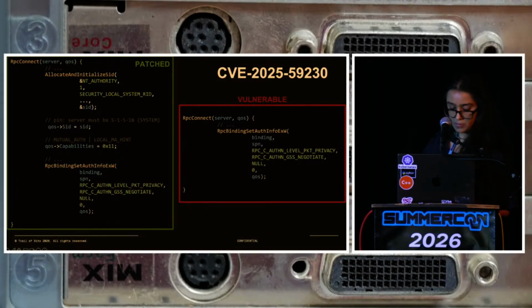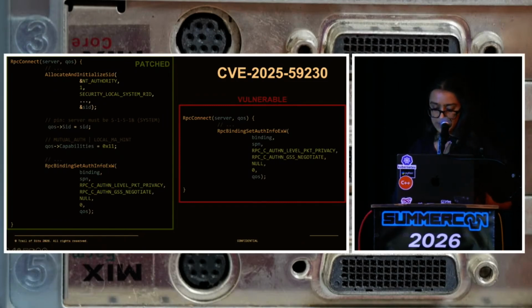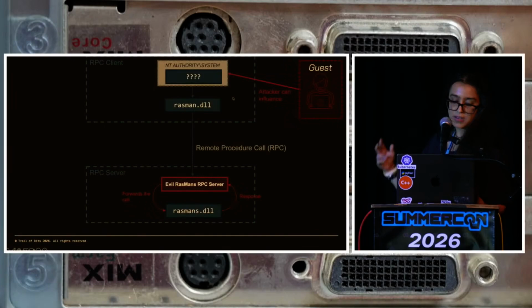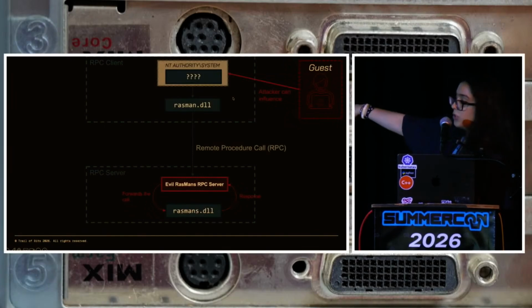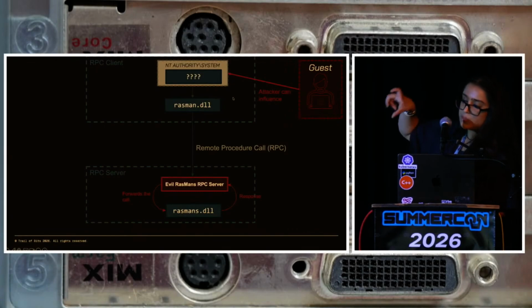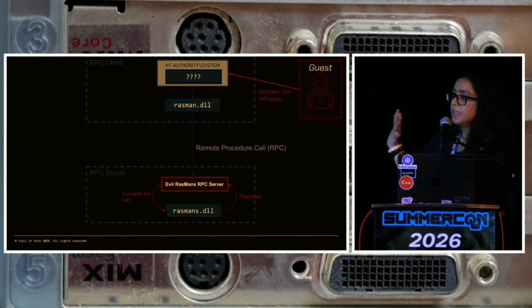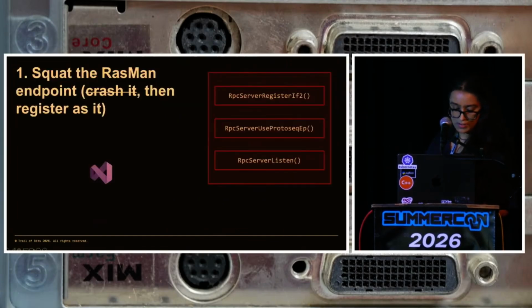For some context, there are two RasMan libraries. The first vulnerability was in the server one, which is rasmans.dll, and this vulnerability, where it doesn't do the check, is in rasman.dll. Every single RasMan client that exists in Windows uses this rasman.dll library. So that's where the vulnerability is.